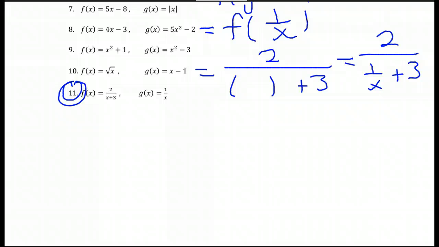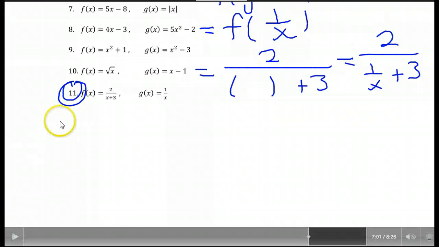Next, let's take a look at number 11. So I've got part of it written out here. We want to do f of g of x. We're going to plug in the formula for g, which is 1 over x. The function f does the following. It takes 2 and divides it by its input plus 3. Our new input is 1 over x, so we're going to have 2 over the quantity, 1 over x plus 3.